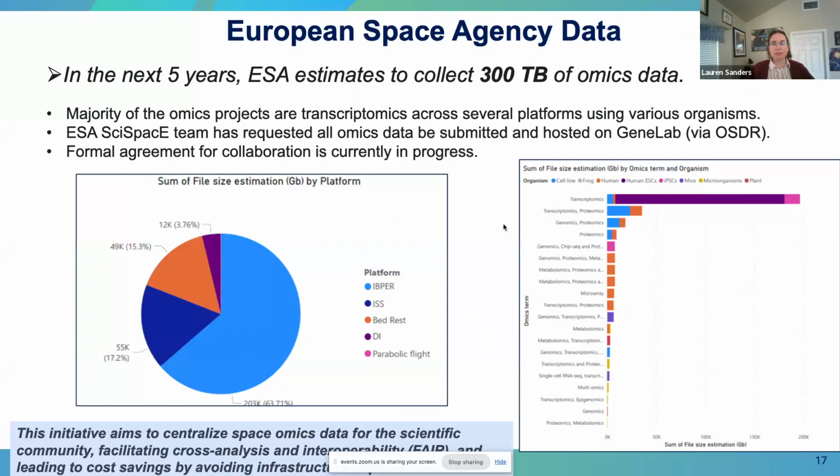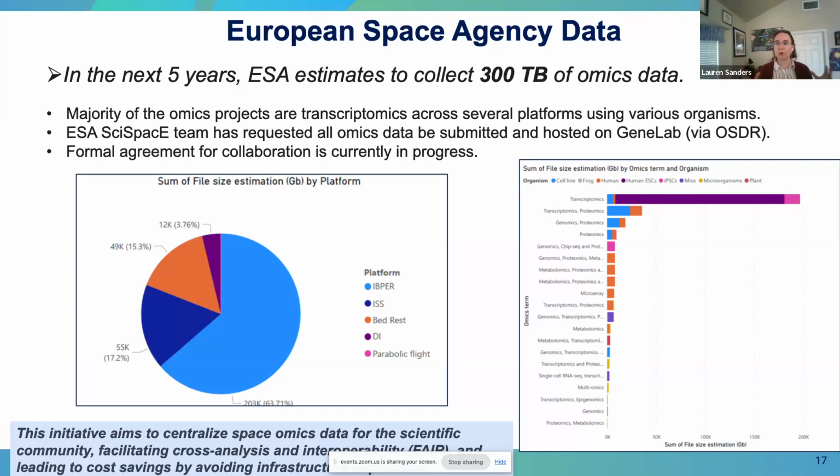Just showing some of the exciting data that we're looking forward to collecting in the next few years. The European Space Agency is projecting to collect up to 300 terabytes of omics data in the next 5 years. Most of this will be transcriptomics. And they've requested that all of their omics data be hosted via the Open Science Data Repository. This formal agreement is currently in progress, but the idea is to centralize space omics data for the scientific community rather than having multiple siloed databases.